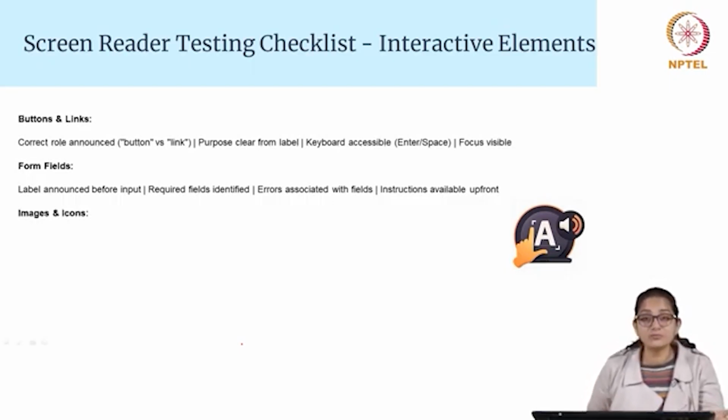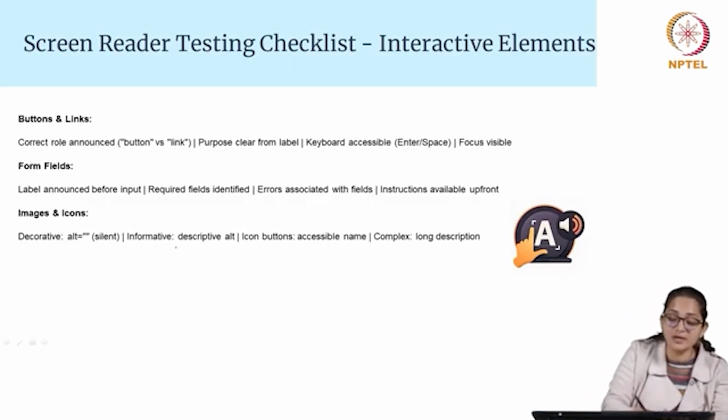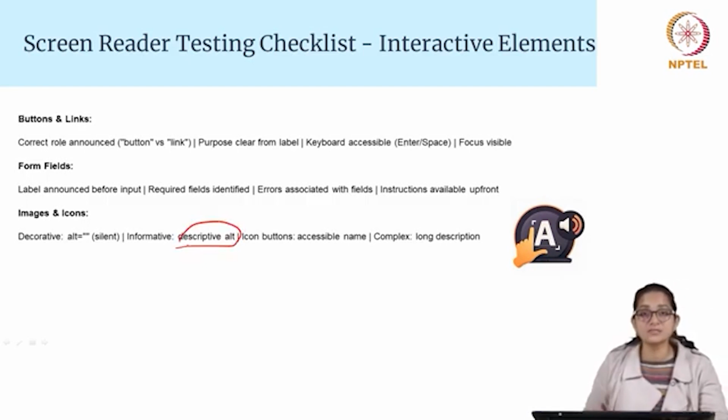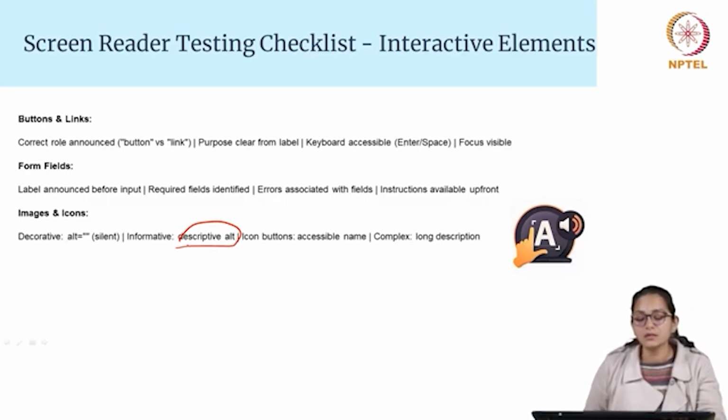In terms of images and icons, all decorative images should be silent. There should be no alt text, and it should not even announce image. If the images are informative, then they have to have long descriptive alt text. If it's a table or a graph, you have to describe all of those elements. Then there can be icon buttons, accessible names, etc.